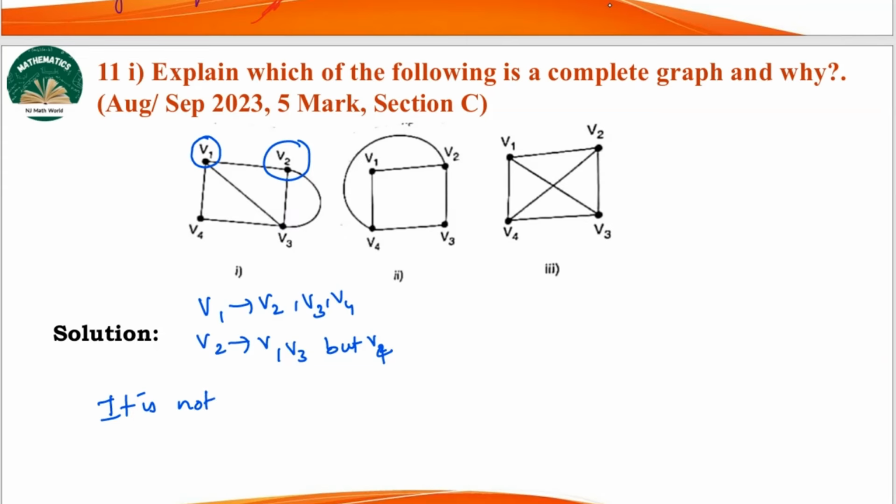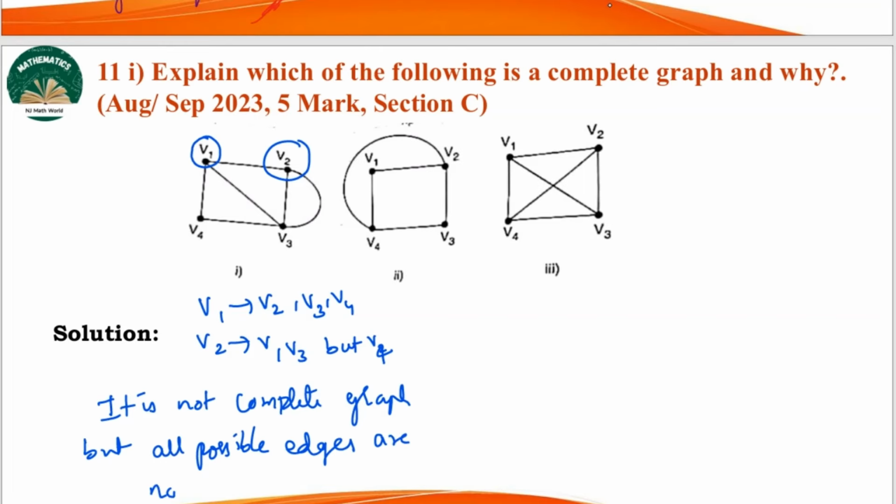So the first one is not a complete graph, because it has four vertices, but all possible edges are not present. Therefore it is not a complete graph.